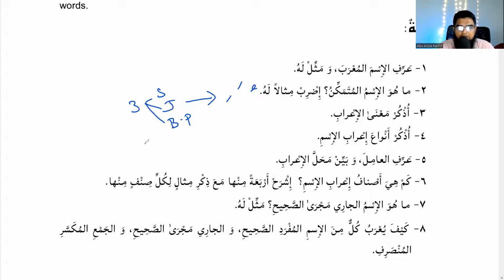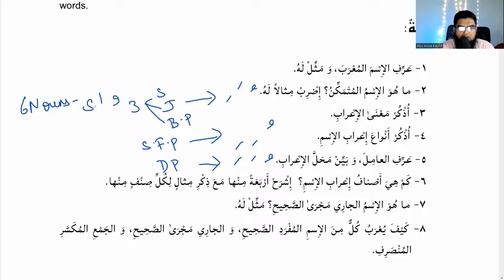Then we learned sound masculine and sound feminine plural. In this you see dhamma, kasra: muslimatun, muslimatin. And then diptotes: dhamma, fatha, fatha. And then the five nouns, so six nouns. These are the four types we saw till now. In six nouns you'll see a waw as rafa, alif as nasb, and ya as jar: abuka, abaka, abika.